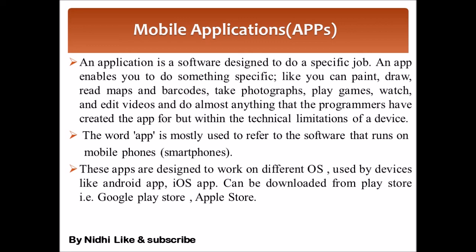So these apps are designed to work on different types of operating system, and that operating system is used by devices, like Android app, you can say. So Android is an operating system for mobile, iOS app. Okay, and we can download these types of app from the Play Stores. And Play Store can be Google Play, Apple Store, or Xbox or Windows Store, etc. So this is about these mobile apps. Okay, these are nothing, they're just like the application software. In terms of mobile, we call it with the short name, that is apps.